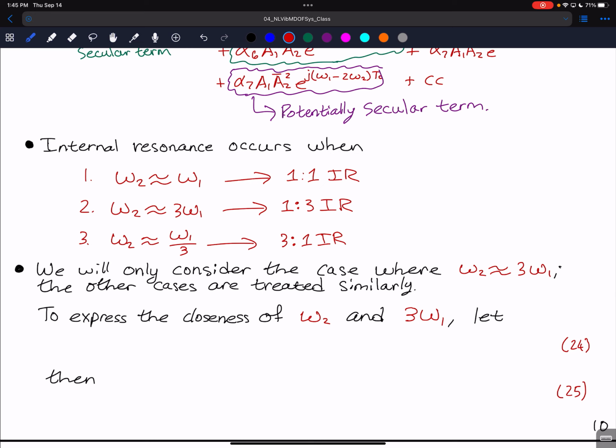With that, we are out of time, so we'll stop here. In the next class, next week, we will go through the analysis of studying this. We'll study steady state responses, and then we'll look at some of the amplitudes and how the modes exchange energy.